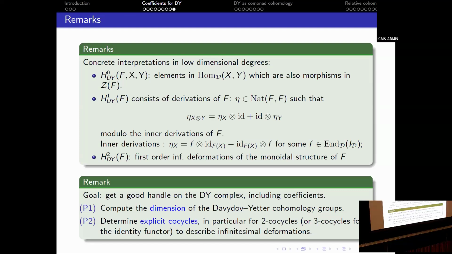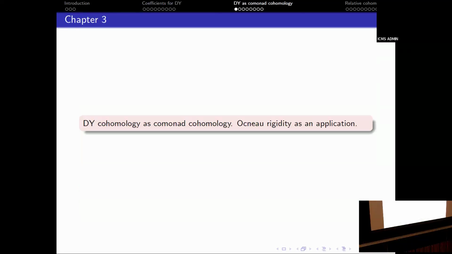Computing dimensions means that we aim to translate the question of computing the degree of a cohomology to some representation theoretic computation, because that's in the end a good setting where you can do computation. So to this end, we have to rewrite Davydov-Yetter cohomology, and I will rewrite it in two ways.